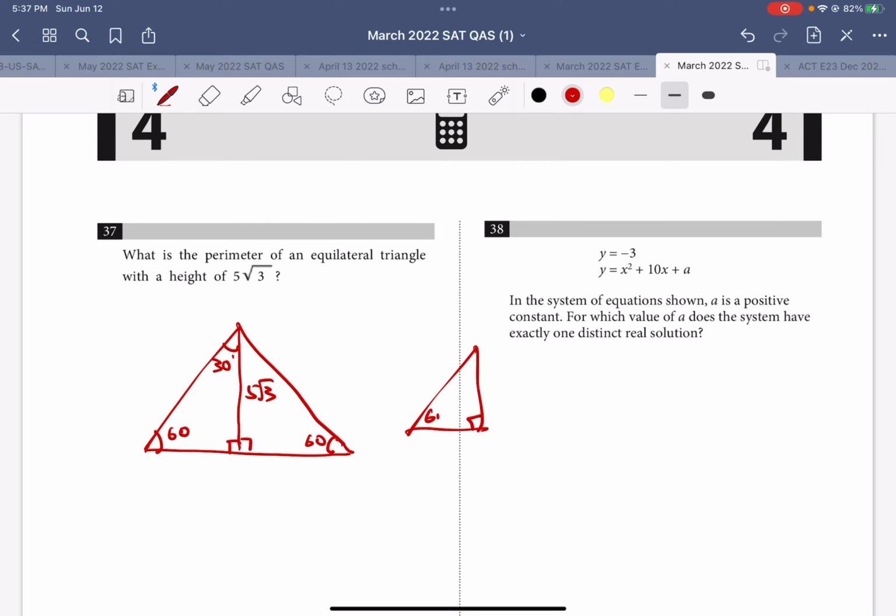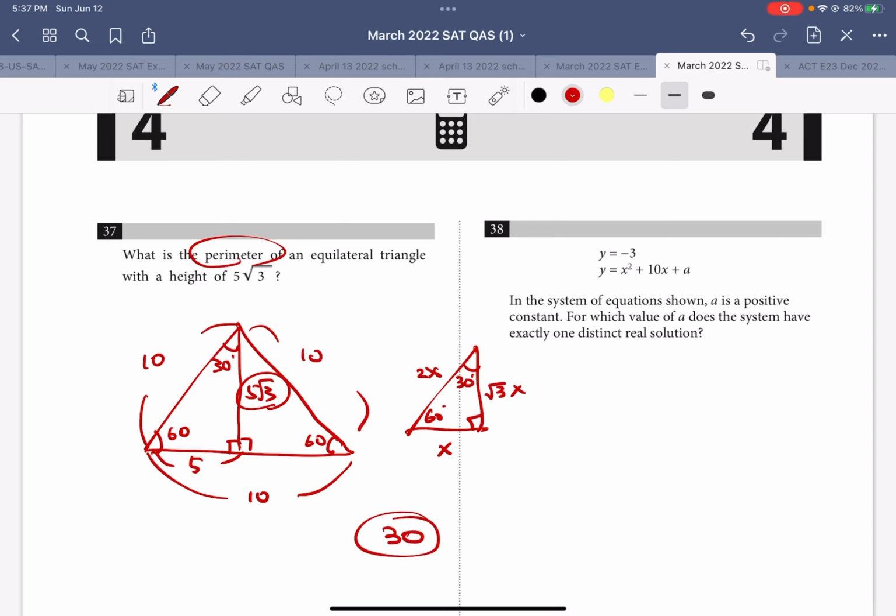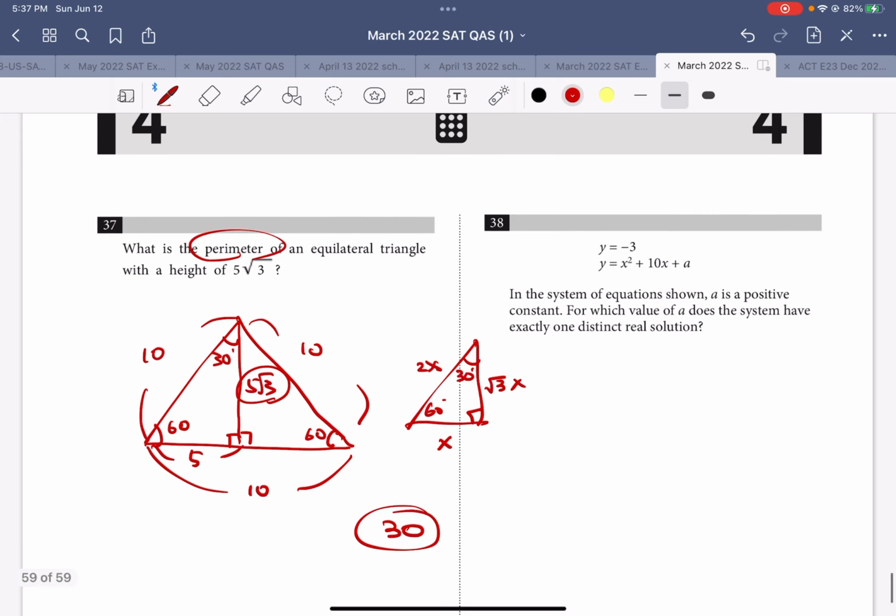If you remember, in the beginning of this test they also gave you that information. So for those who forgot the 30, 60, 90 Pythagorean triples, you can look at the beginning of the page, okay? So x, root 3x, and this one 2x. So root 3x equals 5 root 3, that means x is 5. So this is a 5 here, so that is a 10. And they ask you what is the perimeter. So in an equilateral triangle, every side is the same. Okay, so 30 will be your final answer. So using triples, you can get it.